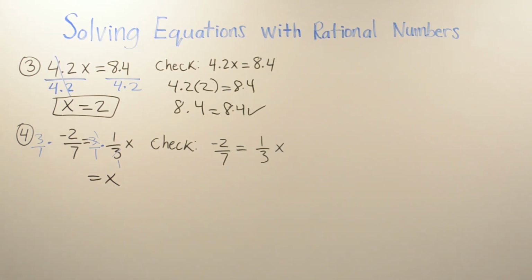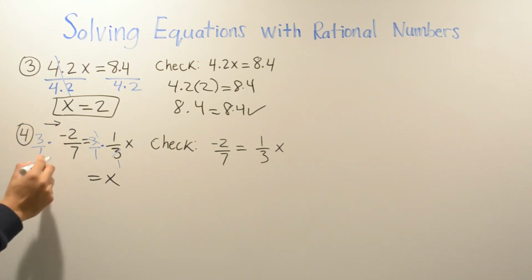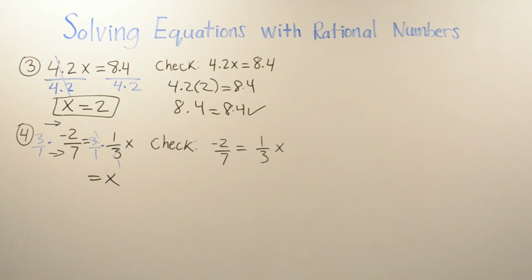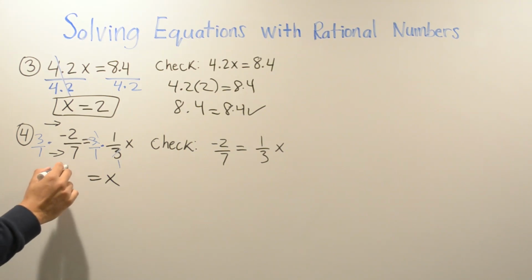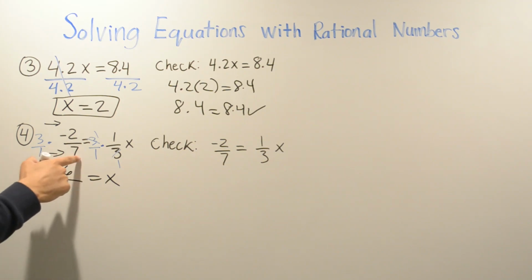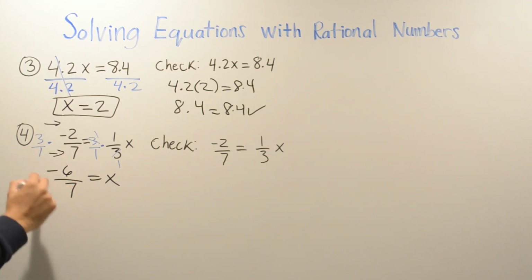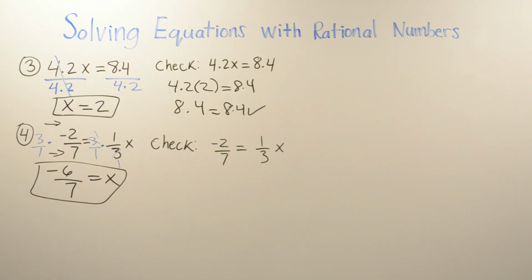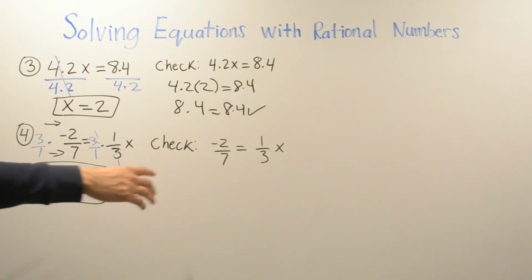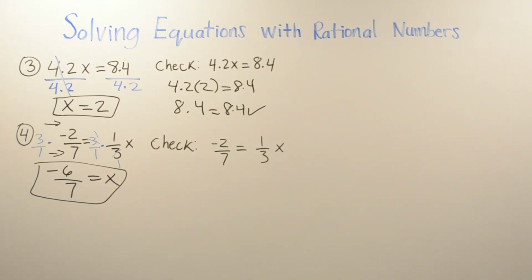Then we're just going to remember multiplying fractions. We just multiply across. So 3 times negative 2, a positive times a negative is going to be a negative 6. And then 1 times 7 is going to be 7. So our answer is going to be negative 6 over 7 equals x. Now we're going to check to see if it's the right answer. So wherever we see x, we're going to put negative 6 over 7.